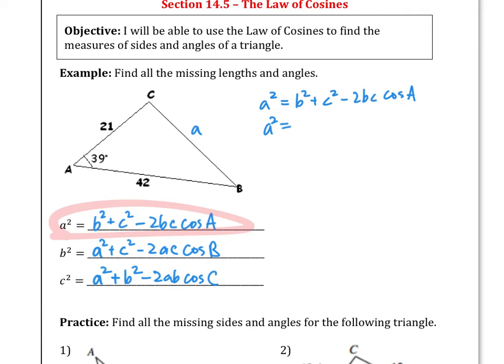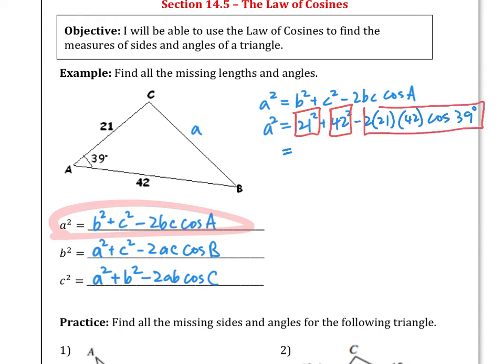B is this side, 21. So 21 squared. Plus C is this side, 42. So plus 42 squared minus 2 times 21 times 42 times cosine of the angle A, which is 39 degrees. Okay, you're going to just calculate all this. Now, please be careful. You do have three separate terms. You have this one, and you're going to subtract this whole thing. So I strongly suggest that you don't type everything in the calculator unless you know exactly what you're doing. So go ahead and type in everything separately.